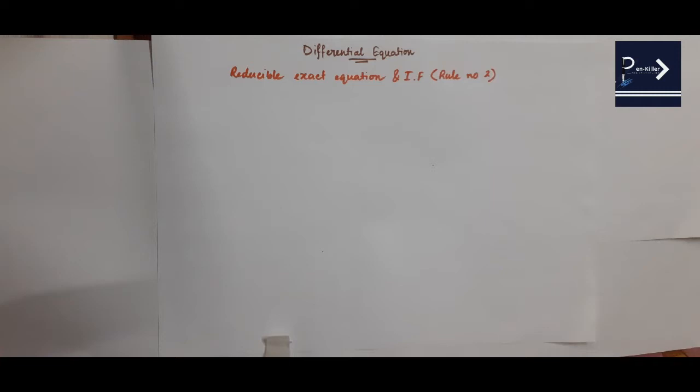We are discussing differential equations and have already completed exact equations and their solution. In our last video, we covered rule number 1 for making a differential equation exact. Don't forget to check those videos if you haven't seen them. Now I am going to discuss rule number 2. So without any further delay, let's get started.